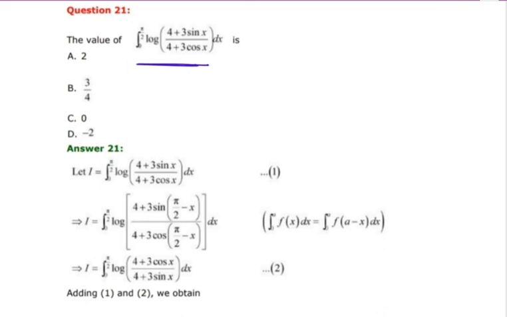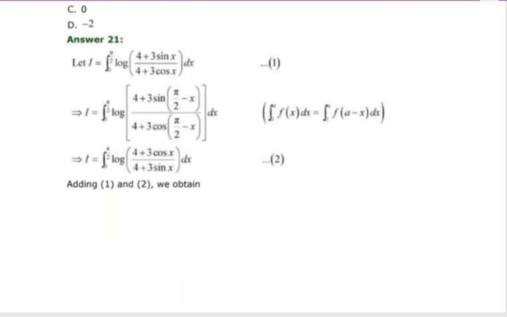Let's see. Take the given equation as I, and again apply property number 5, f of x can be written as f of a minus x. So apply the limit integration 0 to pi by 2 of log of 4 plus 3 sin of pi by 2 minus x upon 4 plus 3 cos of pi by 2 minus x. So it becomes 3 cos x by 3 sin x. So adding 1 and 2 again, what do we get? Equations 1 and 2.